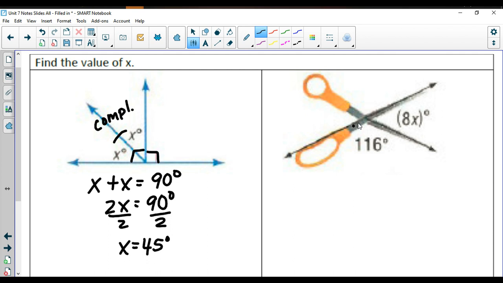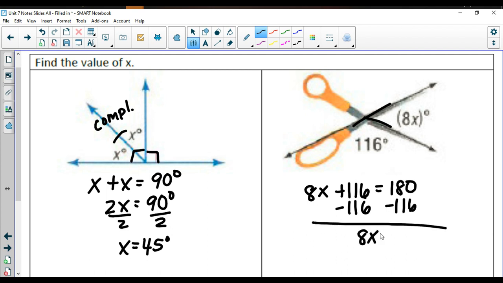For these two angles here making up this side on the scissors, they're supplementary. So I'm going to have 8x plus 116 is equal to 180. Subtracting away the 116, 8x is equal to 64. Divide through by 8, and I get x is equal to 8 degrees.